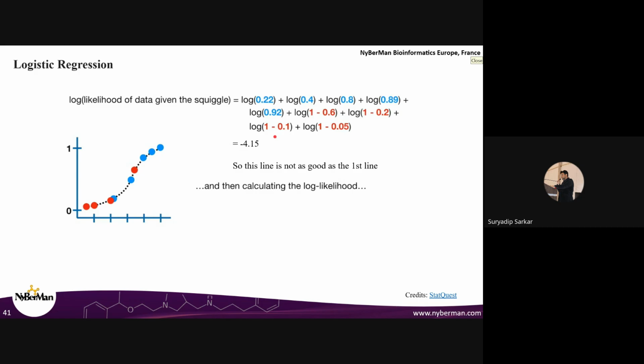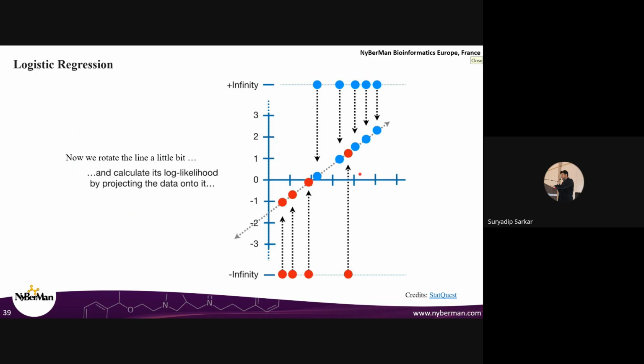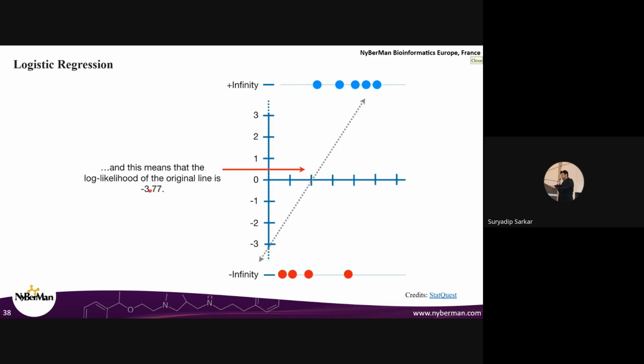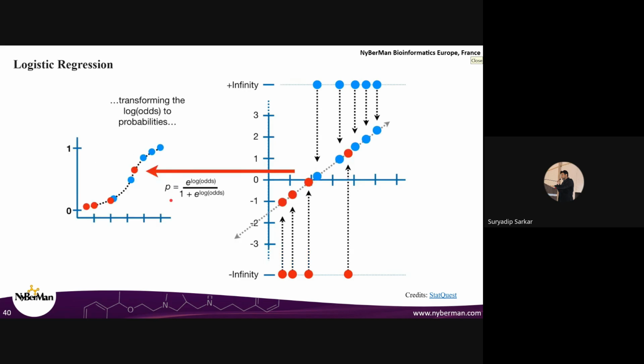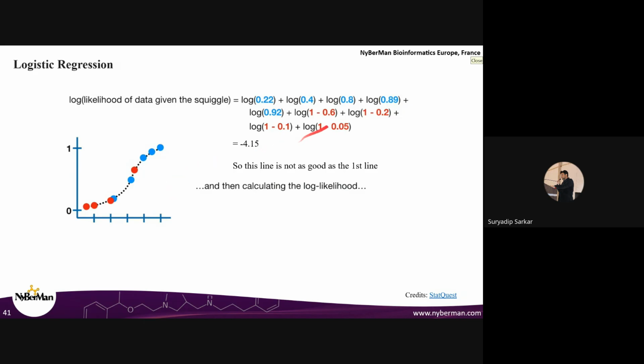So this clearly tells us that this line is not as good as the previous line. The previous line gave us a log likelihood value of minus 3.77. This is greater than minus 4.15, right? So this guy is not as good. This particular sigmoid curve is worse.